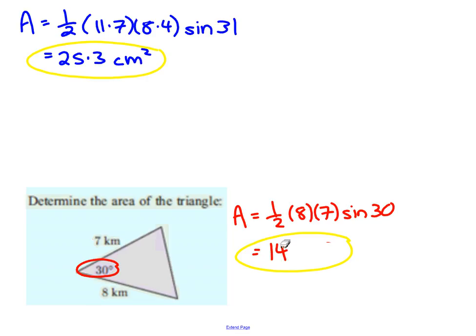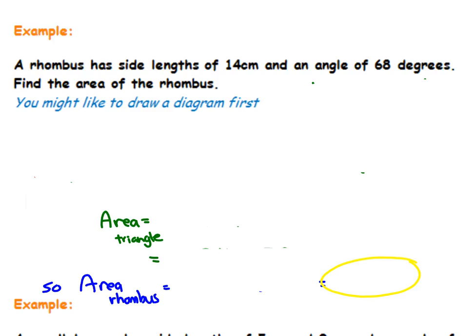Now let's move on to some trickier examples. So we've got a rhombus, these kind of parallelograms, and we've got a rhombus turning up now. So a rhombus has side lengths of 14 centimeters. Remember, a rhombus is like a square. It's kind of been tipped sideways. So all four sides are equal. So all four sides of the rhombus have to equal 14 centimeters. And an angle of 68 degrees, find the area of the rhombus.